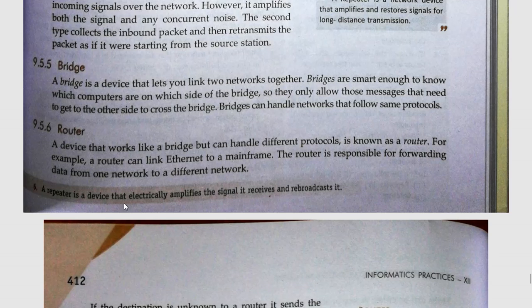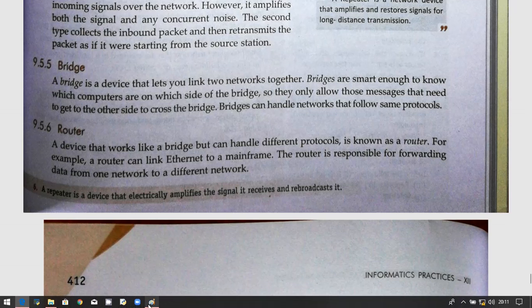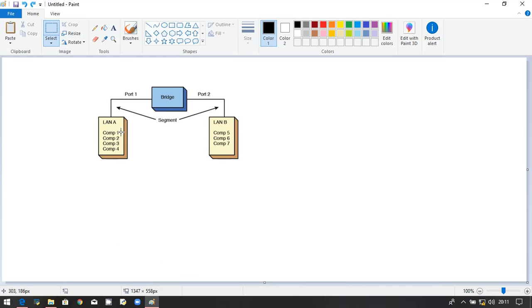Okay, now here you can see the figure of how a bridge works. Suppose there are particular segments of LANs. LAN A is connecting computer 1, computer 2, computer 3 and computer 4, and similarly LAN B is connecting computers 5, 6 and 7. So these are basically two segments of the network. There is a bridge between them, and there are two ports for them, port 1 and port 2.